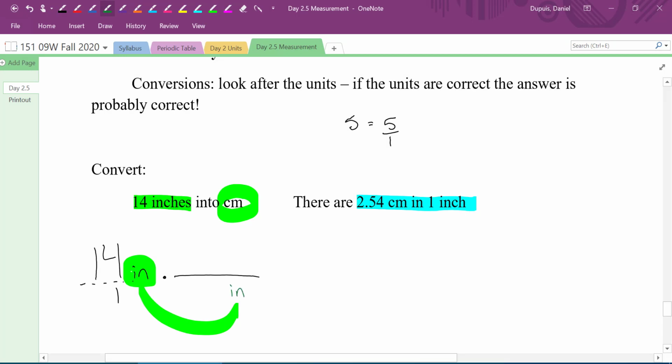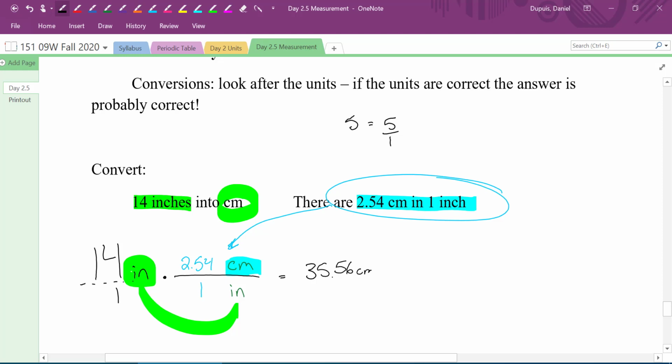And I'm looking for centimeters, and we know there are 2.54 centimeters in 1 inch from our conversion. I'm looking for centimeters, so I'm happy. So I take my 14 and times it by 2.54. I get 35.56. Now, sig figs. I have 2. This is exact, right? That's a definition. So it's the exact number.